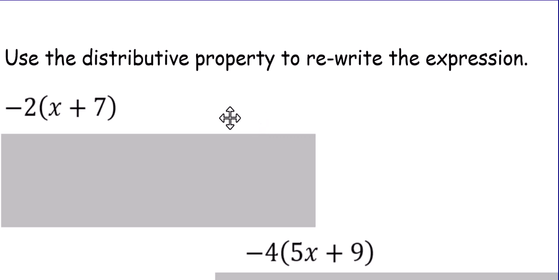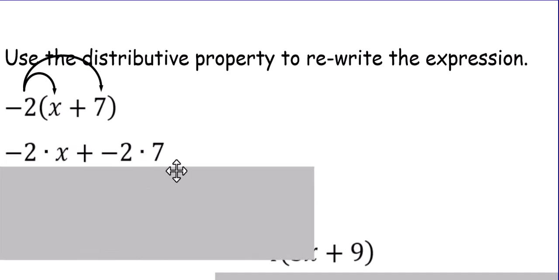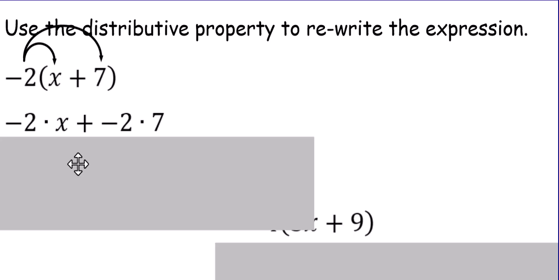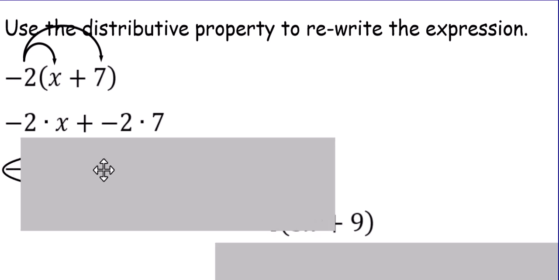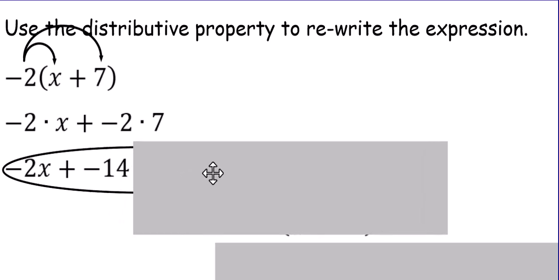So again, we are asked to use the distributive property to rewrite each of these expressions. So in our first example, we need to distribute the negative 2 to the x and the negative 2 to the 7, which involves taking negative 2 times x and negative 2 times 7. And notice how I still have my addition sign between those two terms because I have addition inside the parentheses. Negative 2 times x will be negative 2x, and negative 2 times 7 is negative 14.